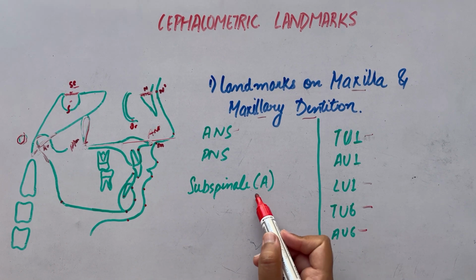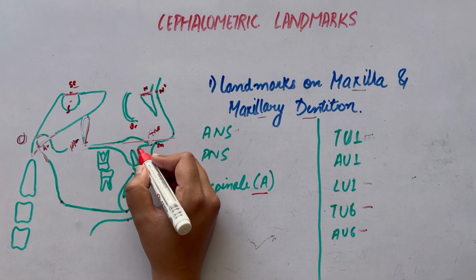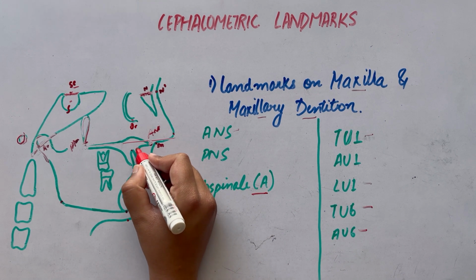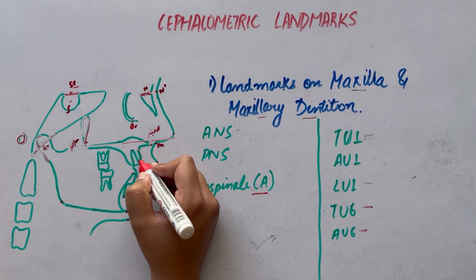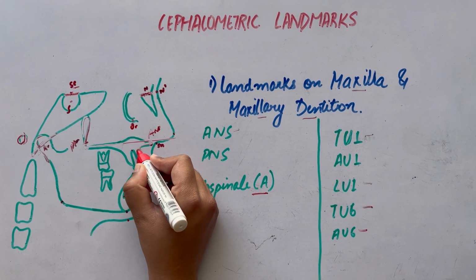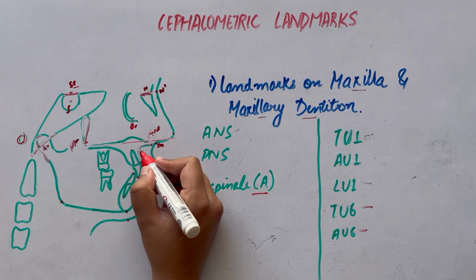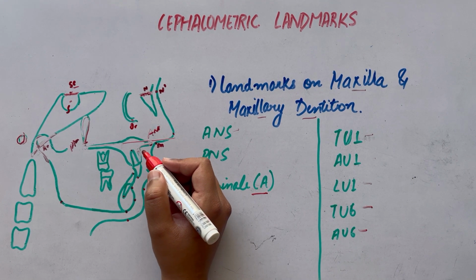Next is the point subspinal, that is point A. It is the craniometric point that is the deepest and the most posterior point on the midline on the alveolar process of the maxilla. Now this is the alveolar process of the maxilla, and the most anterior deepest point is the point A, that is subspinal.